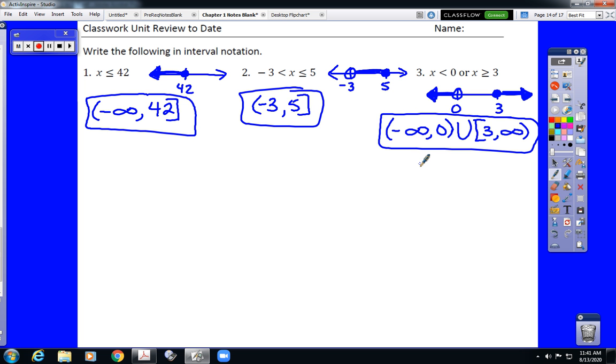So, OR is the U. This is the OR symbol. Remember, that means OR. This means AND. When we point out like that, that is an OR symbol. When we're between, it's the AND symbol if we need to combine different intervals. All right, good catch. I'm glad you guys are in here with me because I would have screwed that up.